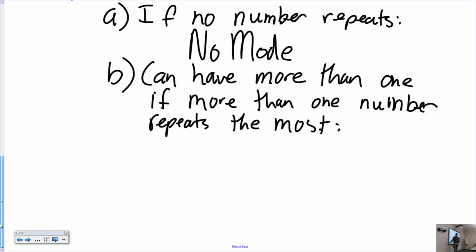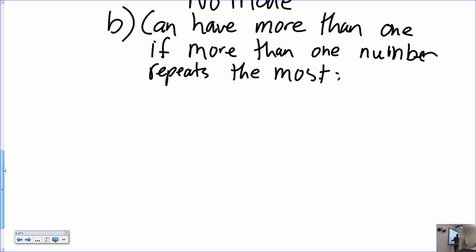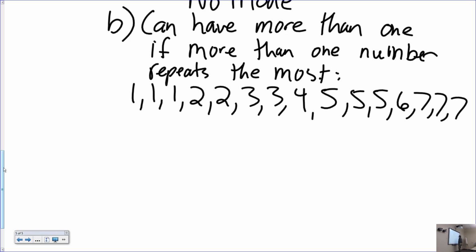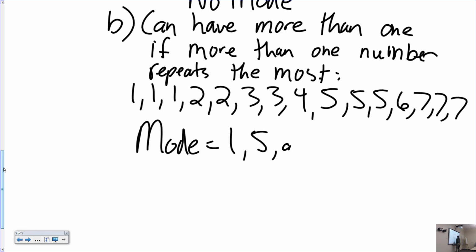So let's suppose I give you these numbers: 1, 1, 1, 2, 2, 3, 3, 4, 5, 5, 5, 6, 7, 7, 7, and say what's the mode of that set of data? 1, 5, 7. Yeah. Do not do anything with the 1, the 5, and the 7. You do not add them and divide by 3. You don't multiply them and divide by 12. You just write them all down. They are all modes, okay?